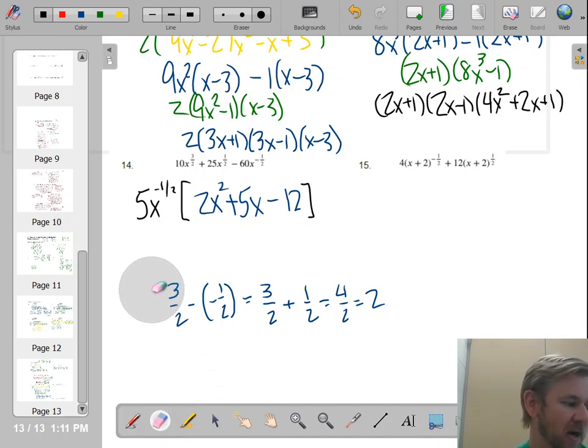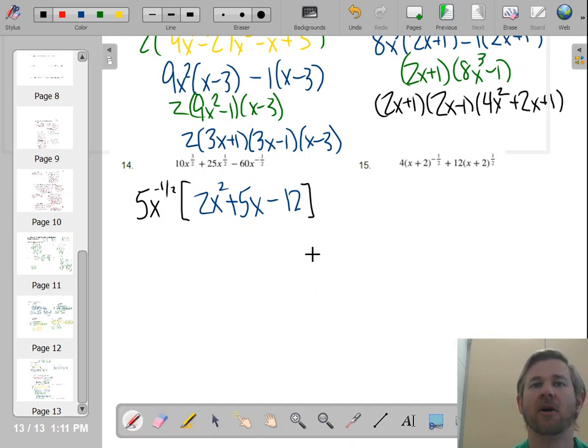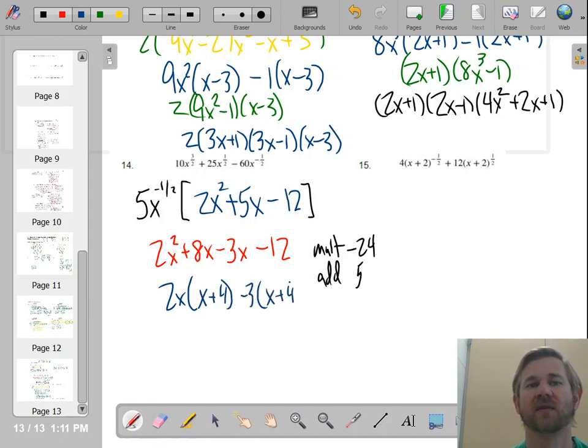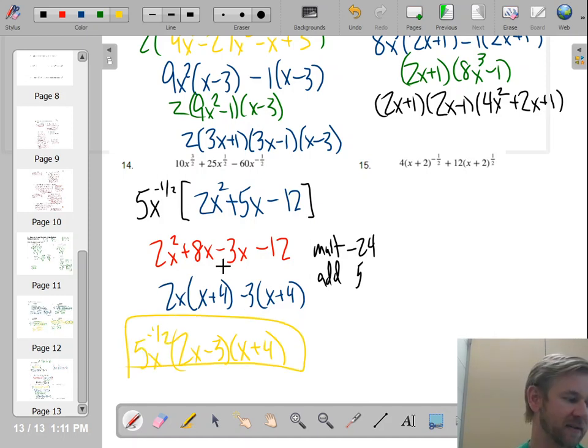We do need to see if we can keep going. So we got to find numbers that multiply to 2 times negative 12, which is negative 24, and add to 5. That would be, let's see, 2x squared. How about 8x minus 3x? That'll do it. Then the GCF would be 2x, x plus 4, minus 3, x plus 4. So my factors are 2x minus 3, x plus 4, and then your GCF was 5x to the negative 1/2. That's completely factored now.